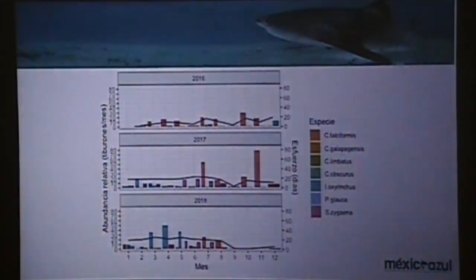This is a graph showing the relative abundance of sharks per species, and the line is the effort. What we can see is that during 2016 and 2017, the most abundant species was the silky shark, followed by the mako and the smooth hammerhead, and then the blue shark, and then the other ones are basically just 1 observation per year. And in 2018, we can see that the most abundant species was the mako shark, followed by the smooth hammerhead, and finally the silky shark. But as you can see, the effort during the warm season in 2018 was really low, so that is probably why the silky shark was not that abundant during that year.